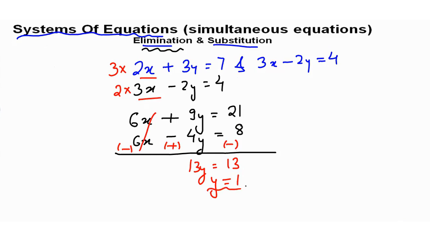Now this value of y we put into any of these equations, whichever we want. We can put the value of y as 1 in this first equation. So we'll have 2x plus 3 into 1 equals 7. So 2x equals 7 minus 3, that is 4. So x will be equal to 2. Again, the answer is (2, 1).